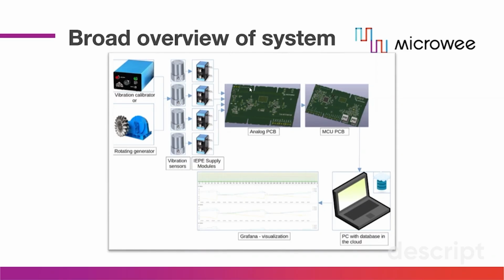Next, we have the analog PCB, which does some signal conditioning. Signals go to the MCU PCB, which communicates with a PC, which has a database in the cloud. As a last step, we have visualization in Grafana.